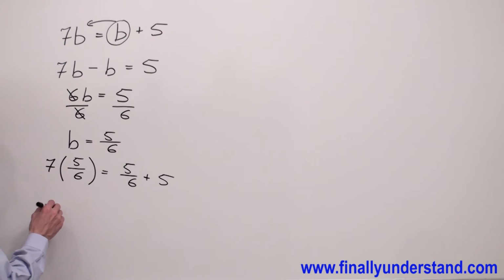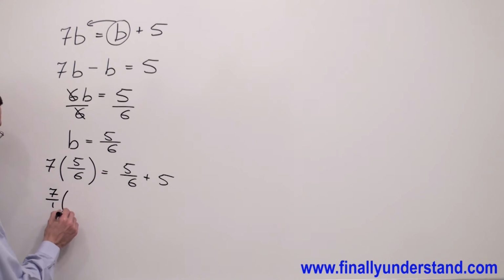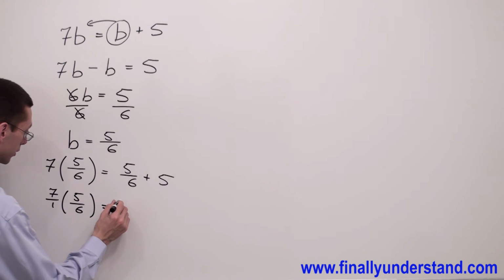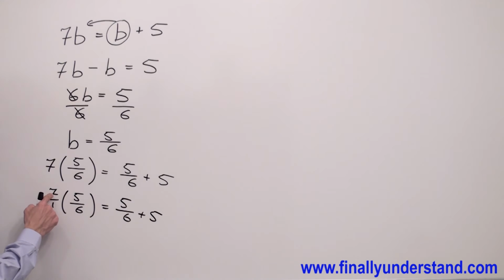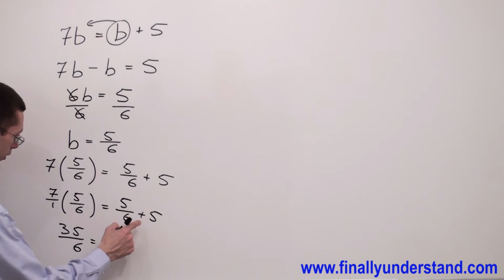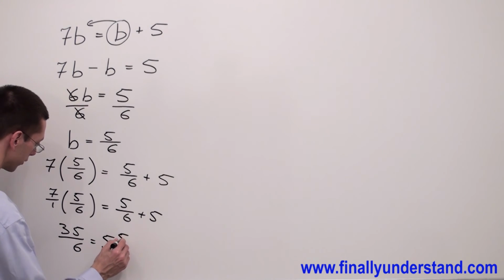Please take a look at the left side of the equation. 7 I can convert to a fraction. I'm going to have 7 over 1 times 5 over 6 equals 5 over 6 plus 5. Remember, anytime we multiply fractions, we have to multiply numerator by numerator, denominator by denominator. 7 times 5 is equal to 35, and 1 times 6 is 6, equals 5 over 6 plus 5.